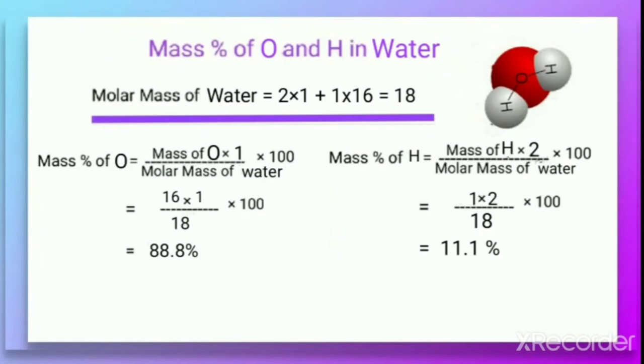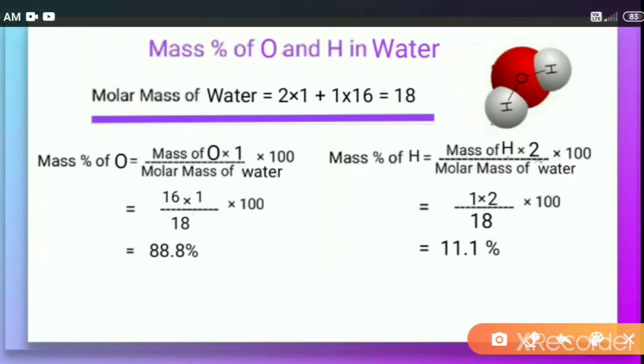In the same way, let us find out the mass percentage of hydrogen in water molecule. We are using the same formula, that is mass of hydrogen into 2. 2 here because there are 2 hydrogen atoms here. So we are taking 2 and mass of hydrogen divided by molar mass of water and into 100. When we substitute the value, mass of hydrogen is 1, 2 is the number of hydrogen atoms and divided by 18 is the molar mass. When we solve this by multiplying with 100, we got 11.11%.